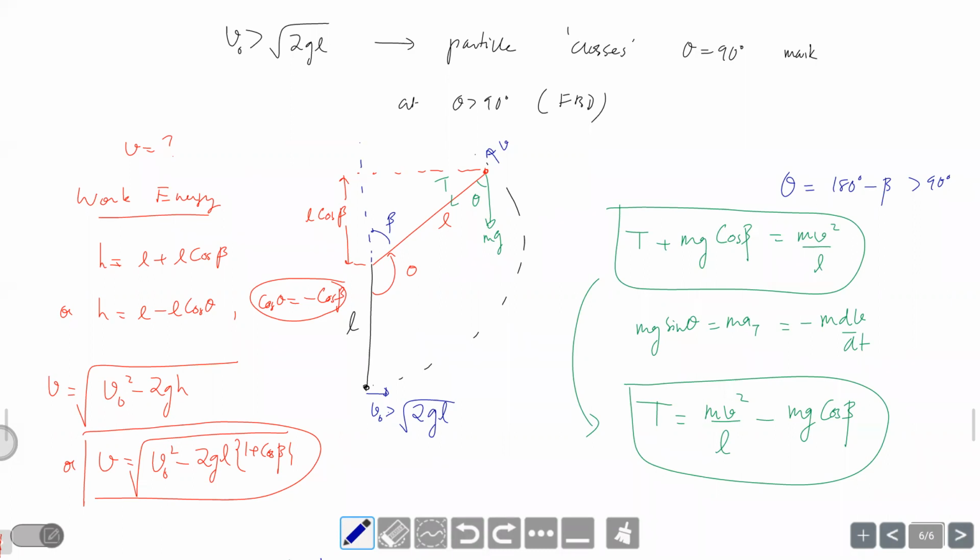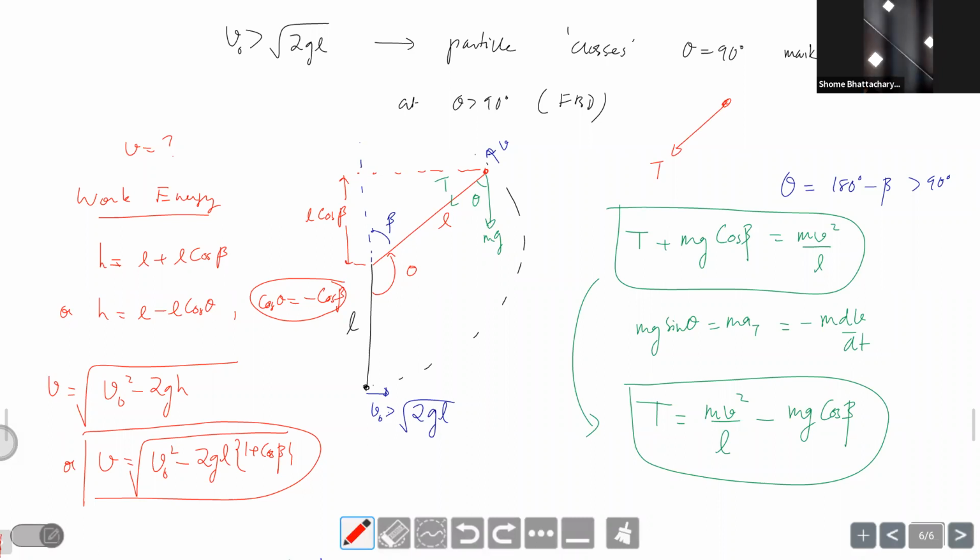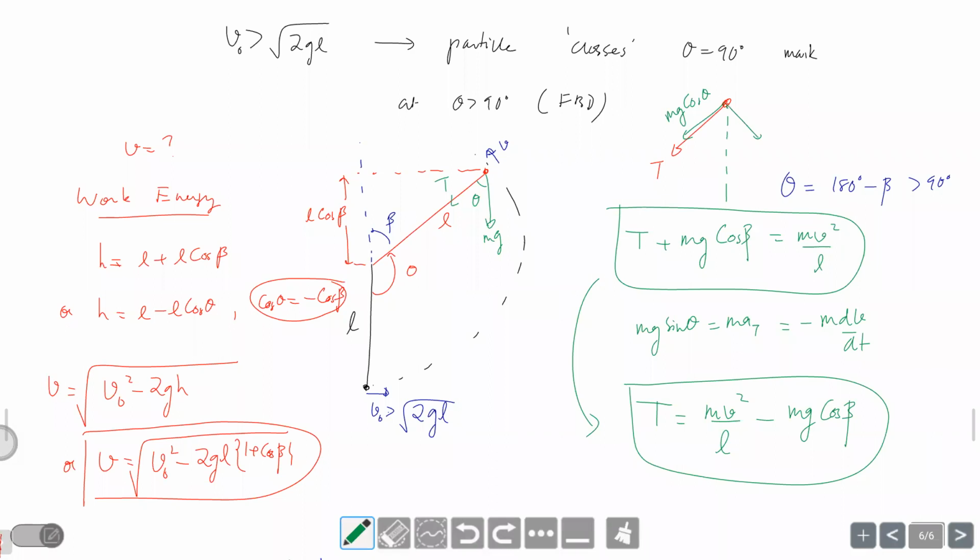Sir, can you explain again how you got T plus mg cos beta equals mv square by L? So that is coming from the free body diagram. Resolve the mg. So what are the components of mg? mg cos theta is along T only. So this is our tension towards the center. But mg, when we resolve it, mg was acting along this vertical direction. So mg has a cos component in this direction and a sin component in this direction.